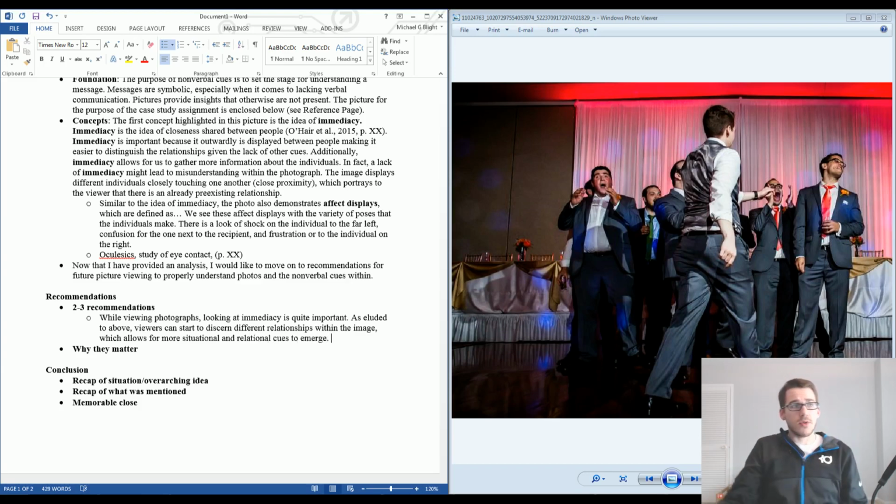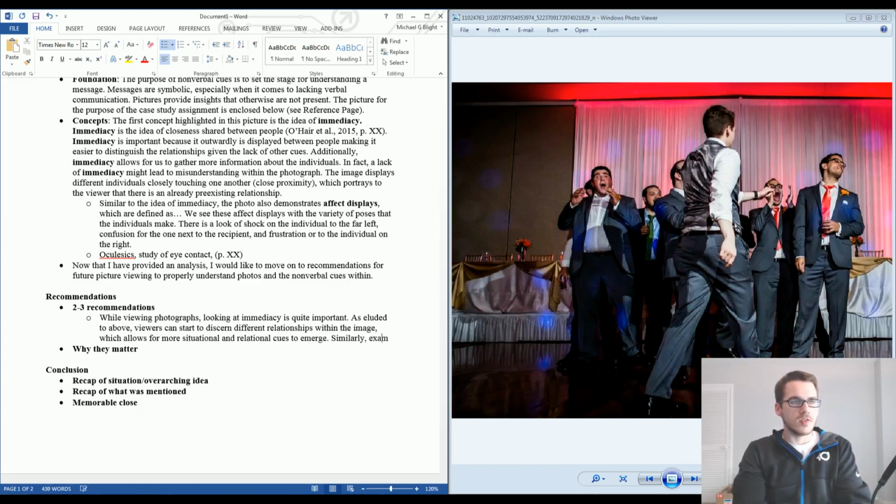And this could be an example of, heck, we could use situational and relational clues. We talked about situational and relational context. We could use those right here, and that would satisfy our 4th and 5th concept. But for our purposes, let's just focus on the immediacy. Okay? So looking at immediacy is quite important. It gives us more context. It gives us the relational context and also the situational context.